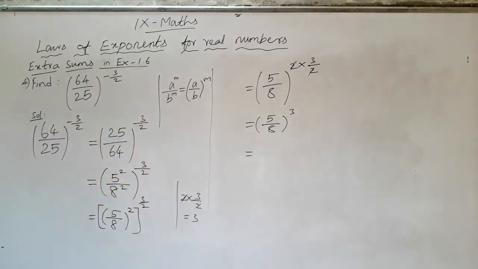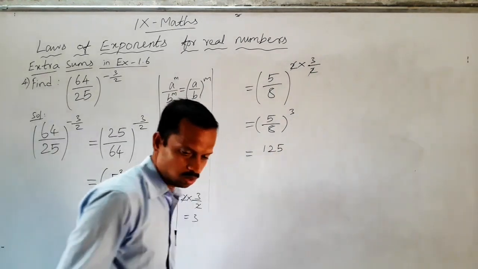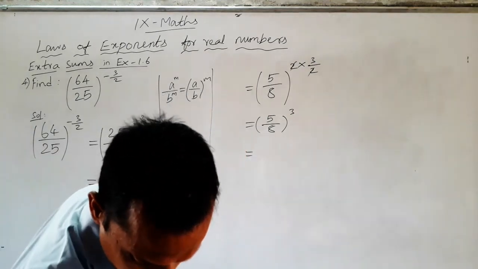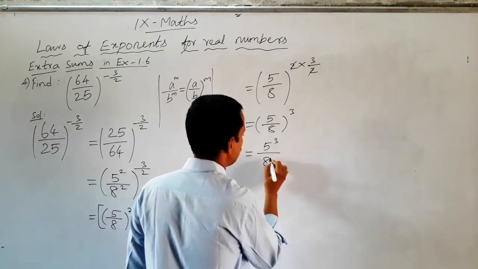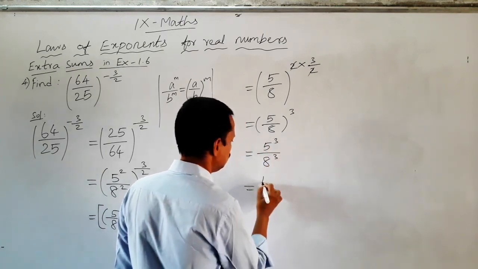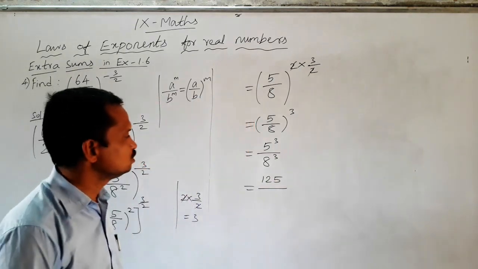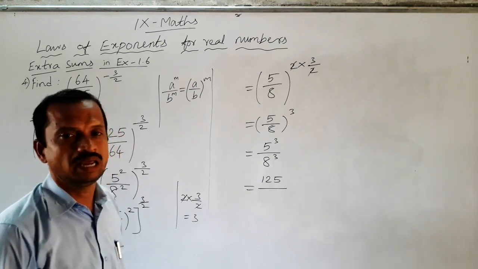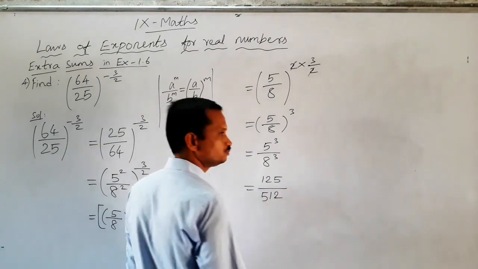Easily you can write the value. What is that? 125 by. You know how I am writing 125? By applying it separately: 5 cube by 8 cube. What will you get? 5 cube means 5 into 5 into 5 is 125, and 8 cube means 8 into 8 into 8. We have to multiply, so we will get 512.